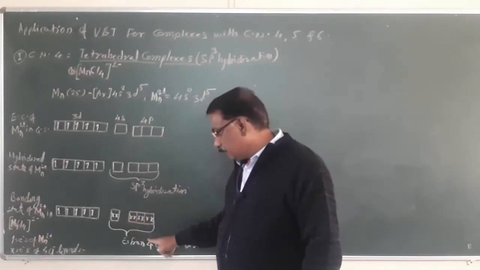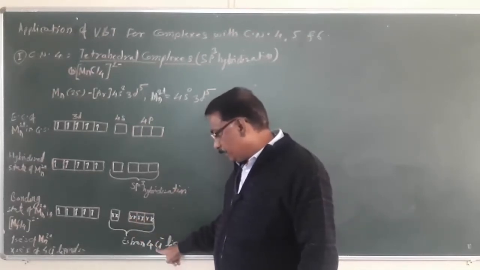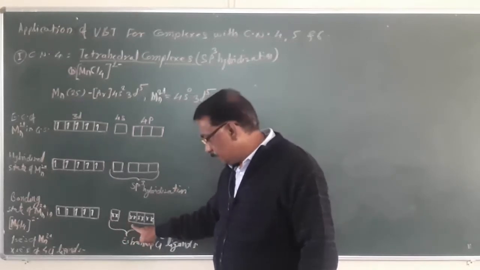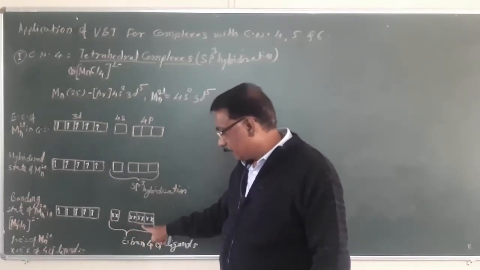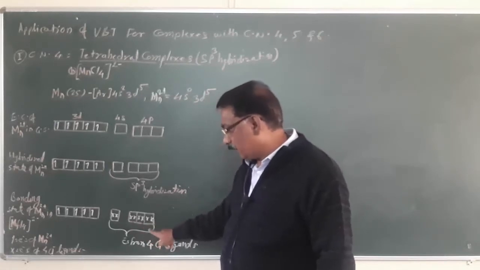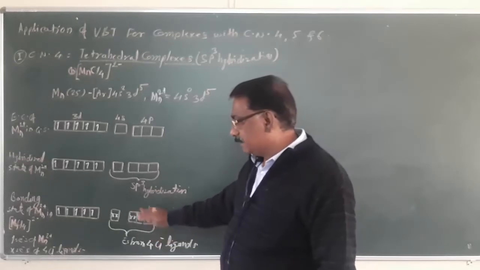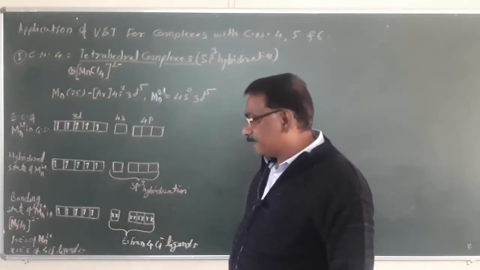They accept 2 electrons from each Cl minus. So here the first Cl gives 2 electrons, the second Cl gives 2 electrons, the third Cl gives 2 electrons, and the fourth Cl gives 2 electrons, and thus it shows the bonding state.